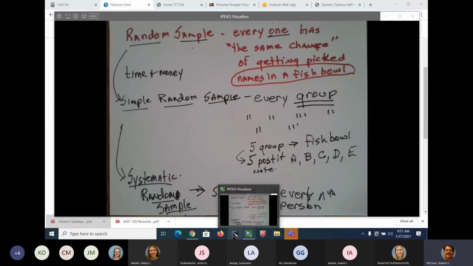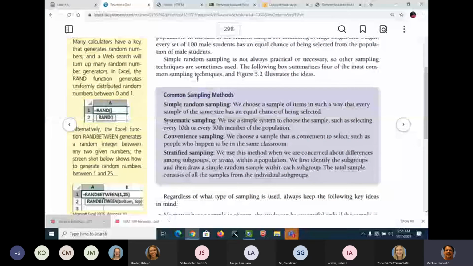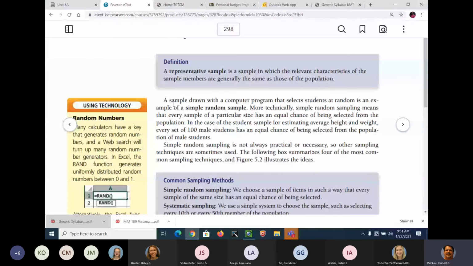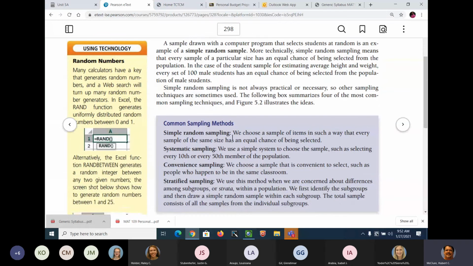So we got random sample. Okay, there it is. A random sample, where a computer selects students at random, is a simple random sample. Okay, they use simple random sample. Random sample is individual. Simple random sample is usually a group. Now, some books use them interchangeably. In other words, they think a random sample is the same as a simple random sample. Other books say a random sample is individual, where a simple random sample is a group.